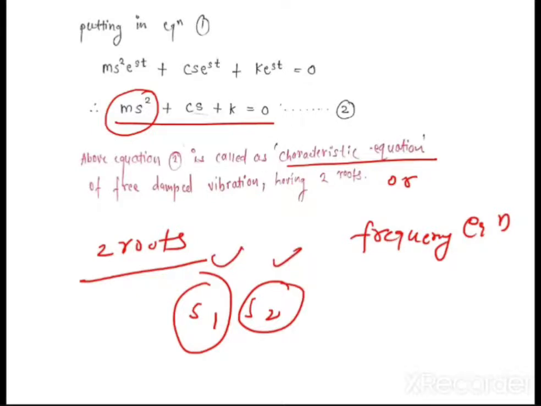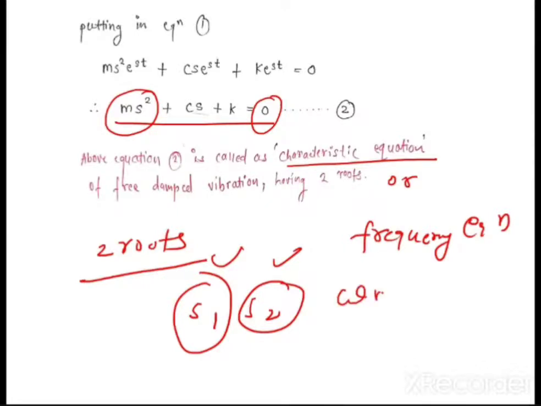This is called the characteristic equation. Why is it called the characteristic equation? Because you are equating it to zero, and when you equate this to zero, you get two roots, that is s1 and s2, and that is why it is called the characteristic equation. And these two roots which you are getting are nothing but the frequencies. Means what?